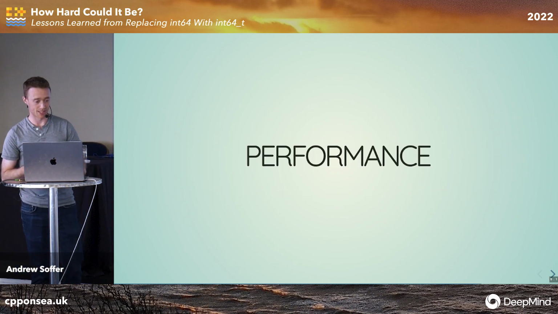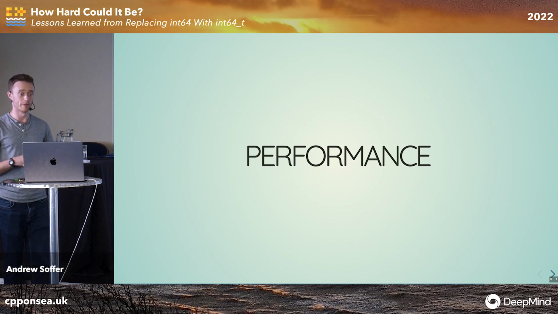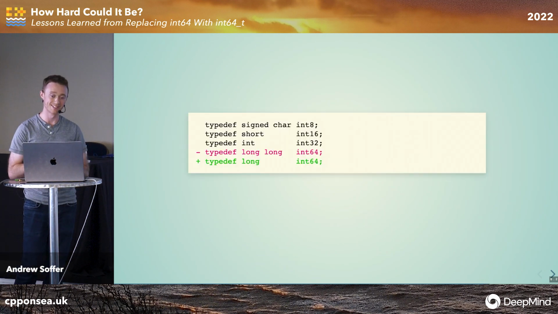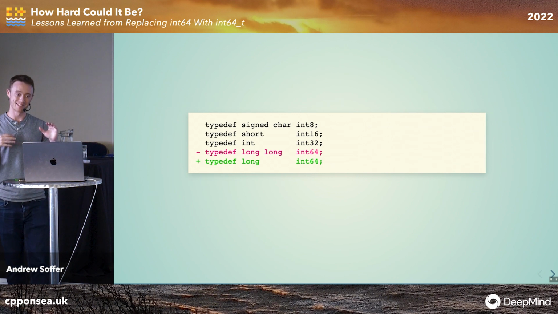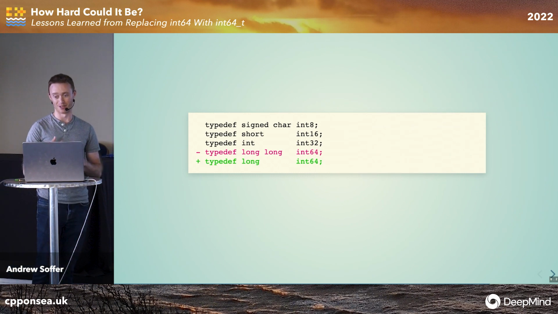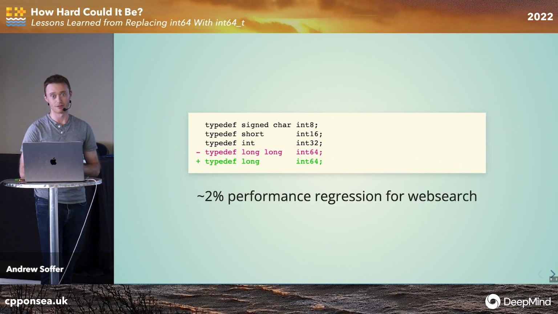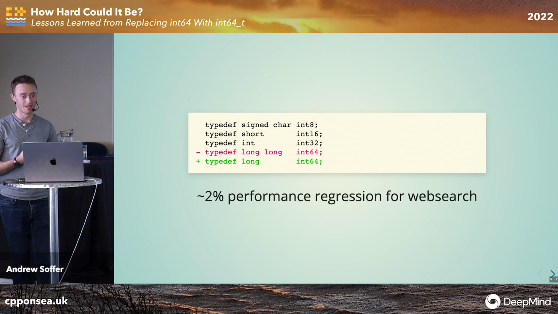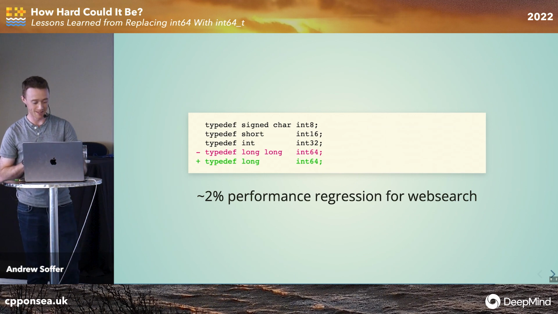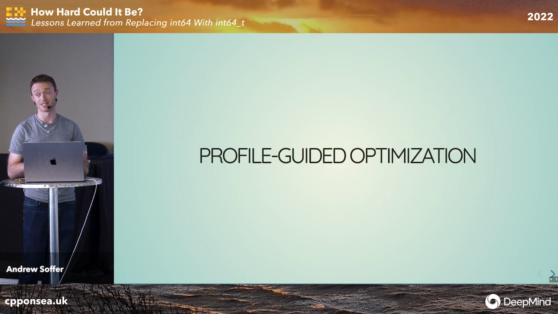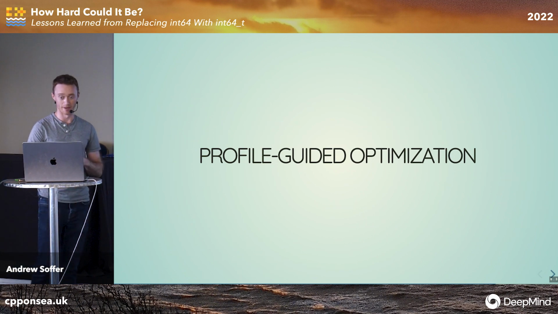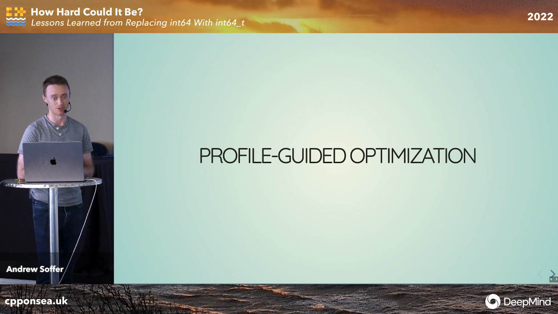So we got one more section here. Let's talk about performance, right? So again, this is the change we're making. And remember when I said that processors don't distinguish between these two types? Yeah, so you're going to be as surprised as I was when I tell you that this actually caused a 2% regression for web search. This totally blew my mind when I first learned about it. Kind of ridiculous. But the key here is profile-guided optimization. That's what's going on that ended up causing this regression.